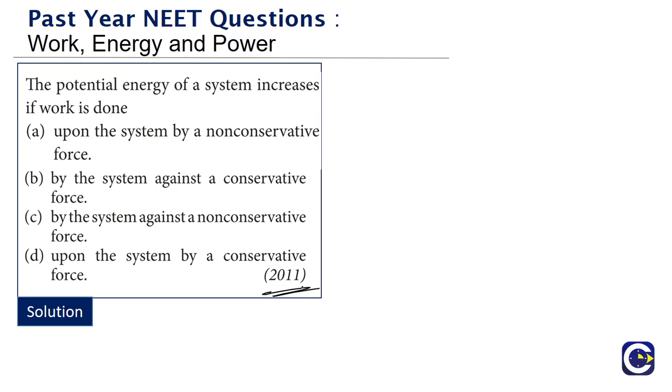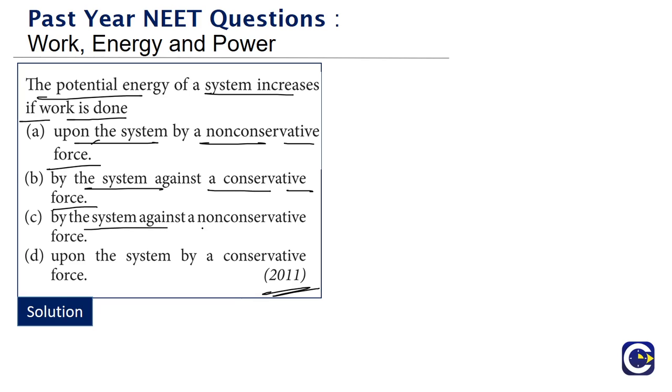Next we have another theoretical question. The potential energy of a system increases if work is done upon the system by a non-conservative force, by the system against a conservative force, by the system against a non-conservative force, upon the system by a conservative force. Like what is this whole mess about conservative and non-conservative? Because the way we read it, it might be a little bit confusing.